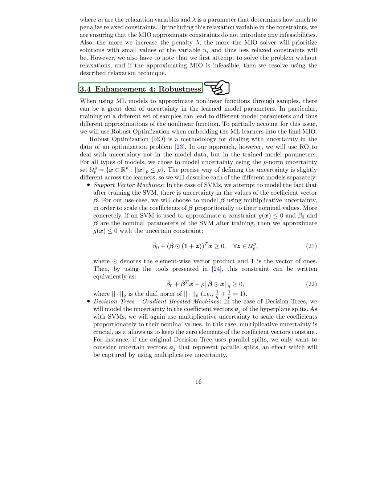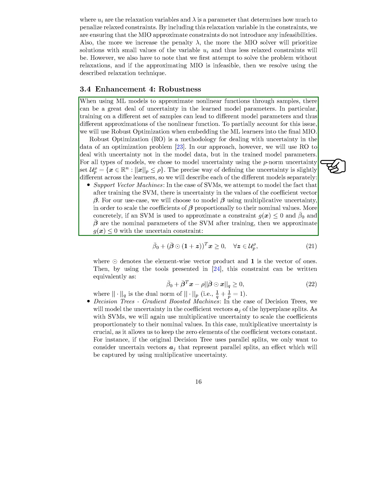The fourth enhancement is about robustness. When using machine learning (ML) models to approximate nonlinear functions, there can be a lot of uncertainty in the learned model parameters. Training on different sample sets can lead to different model parameters and thus different approximations. To account for this, we use robust optimization (RO) when incorporating the ML learners into the final MIO. RO is a method used to handle uncertainty in the data of an optimization problem. In our case, we use RO to handle uncertainty in the trained model parameters. We model this uncertainty using a specific uncertainty set. The way we define the uncertainty varies across different models.